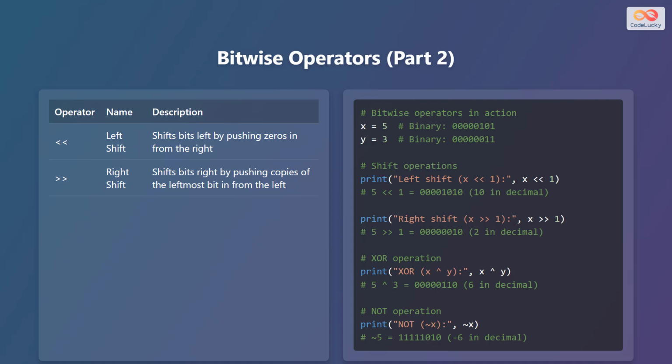Here is a code example. The code initializes x to 5 and y to 3. Then, it demonstrates the left shift, right shift, XOR, and NOT operations on these numbers. The left shift operation shifts the bits of x to the left by 1 position, effectively multiplying x by 2. The right shift operation shifts the bits of x to the right by 1 position, effectively dividing x by 2. The XOR operation returns a number where each bit is 1 if the corresponding bits in x and y are different. The NOT operation inverts all the bits of x.